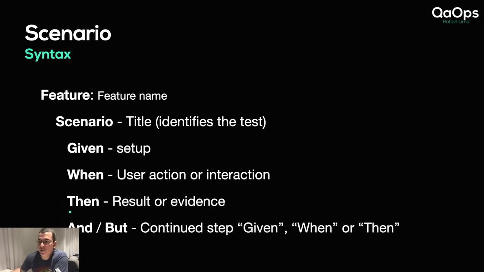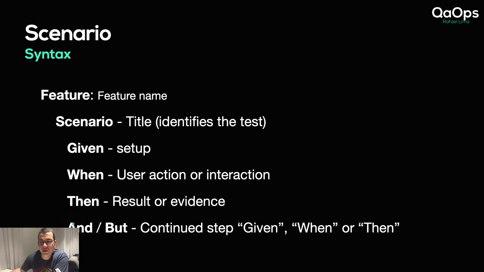And you have an "and" and a "but", right? An "and" and a "but" are a continued step for any of the previous ones. So you can have a nice way of talking about it. Like if you say it out loud, it makes sense to say, given I have set up one and I have set up two, when I do this action and I do this other action, then I should see result one and I should see result two.